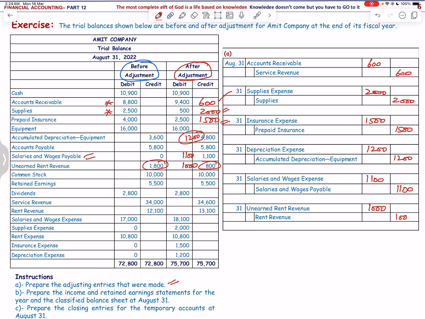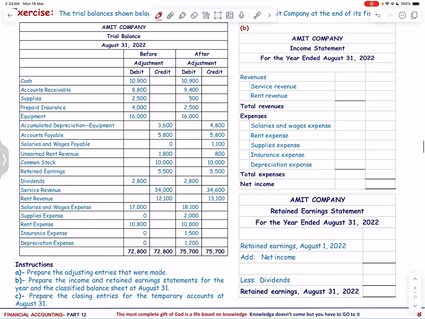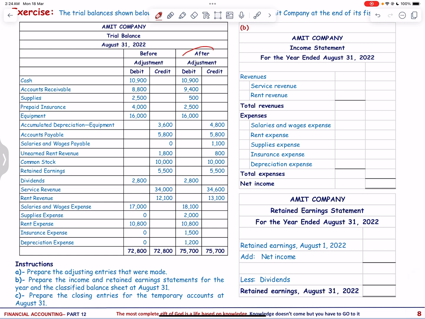Part B, we have to prepare the income statement, retained earnings statement for the year, and the classified balance sheet. So let us see how we do it, and we are going to use the after adjustment trial balance to prepare the income statement. Now for the income statement, we have two revenues, 34,600 and 13,100. So the total is 47,700.